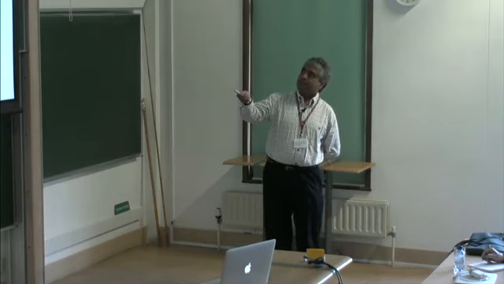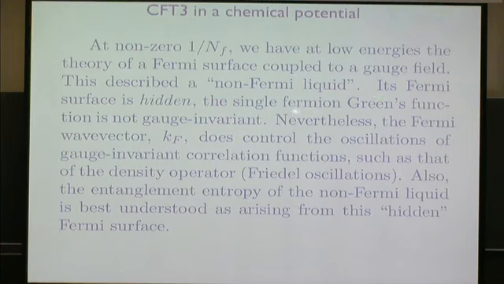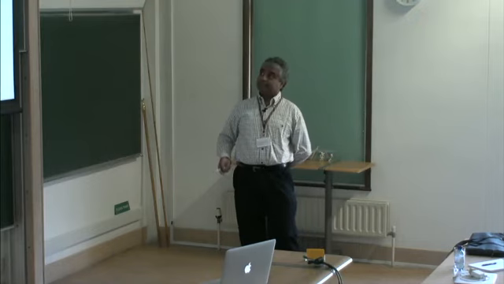So if the fermions have this gauge charge, the single fermion Green's function is not a gauge invariant object. And that's the usual object you use in condensed matter. You look at the momentum distribution function of the electrons, and where that has a jump, you say, well, that's where the Fermi surface is.